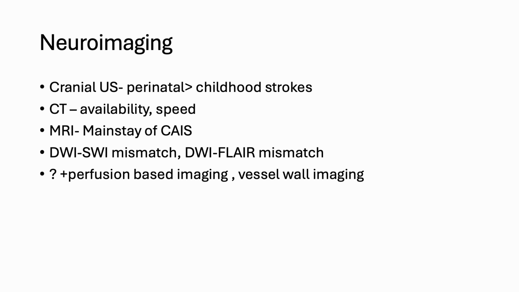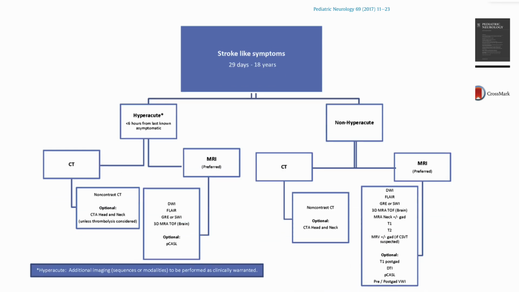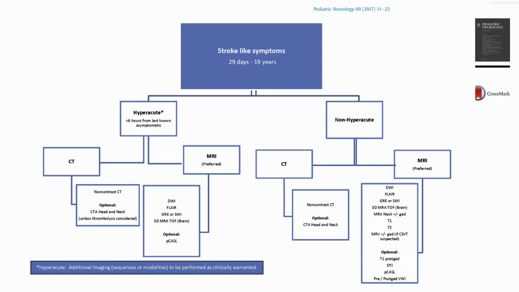penumbra. A DWI FLAIR mismatch is more commonly known, and essentially DWI becomes positive within 30 minutes of an acute infarct, whereas FLAIR takes about 4 to 5 hours. So you can judge the acuity of the stroke through this method. This is a nice sort of algorithm which is taken for hyperacute and non-hyperacute strokes, and the option of performing a CT before an MR.